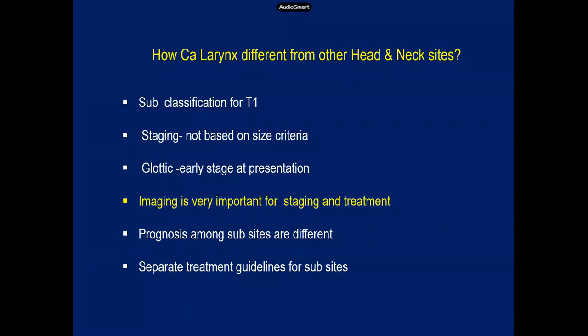And if you look at treatment guidelines for subsites, there is no separate guideline for soft palate and tonsil in oropharynx. But if you look into the NCCN guidelines, you can see that there is a separate guideline for supraglottis and a separate guideline for glottic tumors. So this is how carcinoma larynx is different from other head and neck sites.